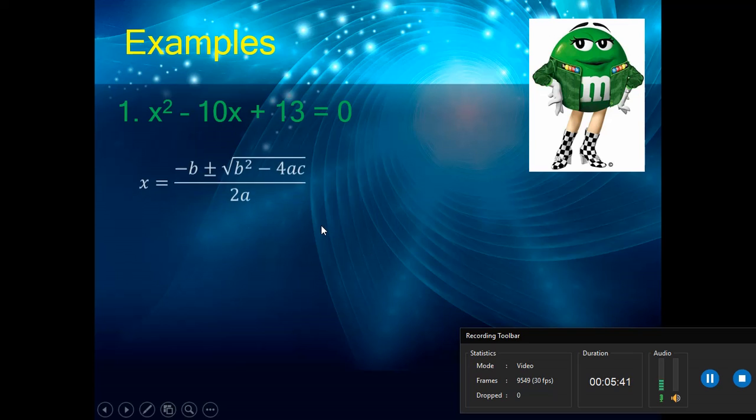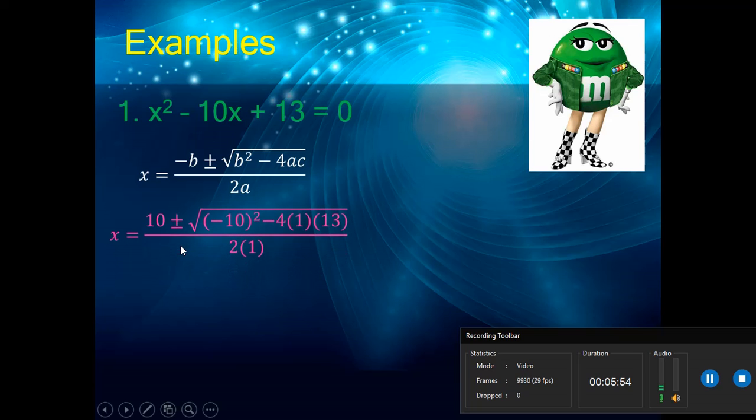We're going to start with our formula. Don't forget to start it with x equals because this will identify our roots. We're going to sub in. So b is negative 10, but it's negative 10. So when we sub it in, it's positive.